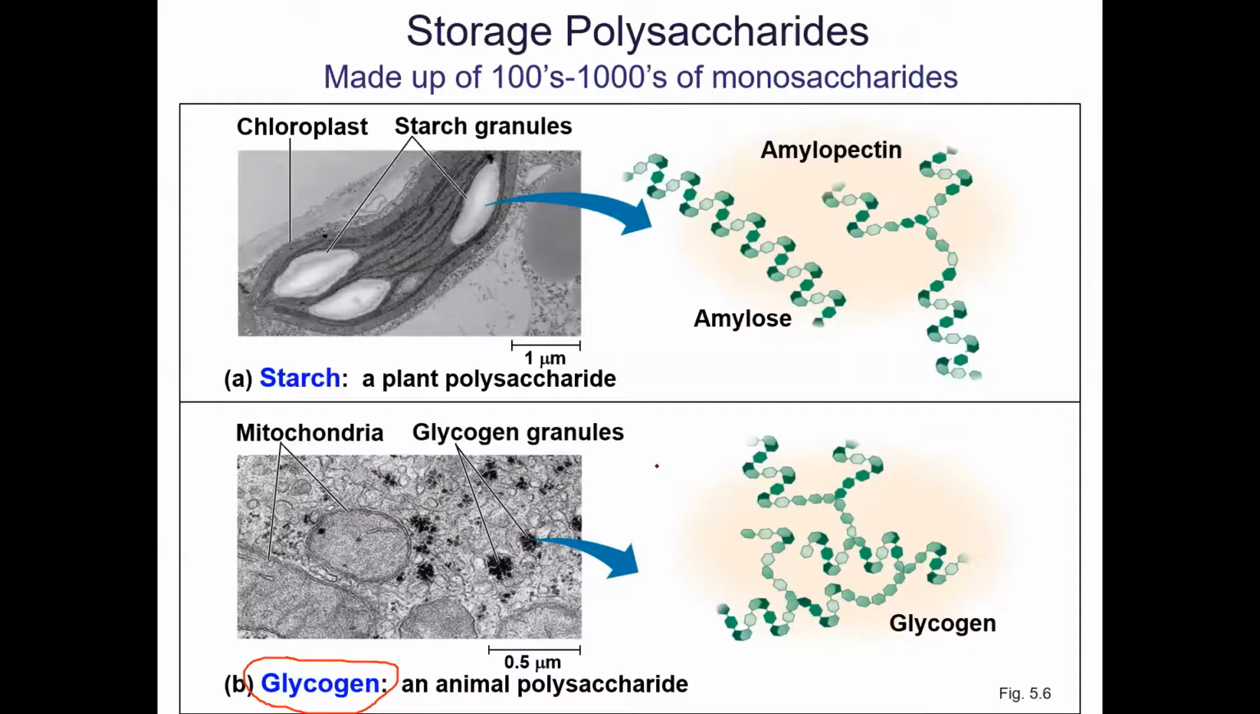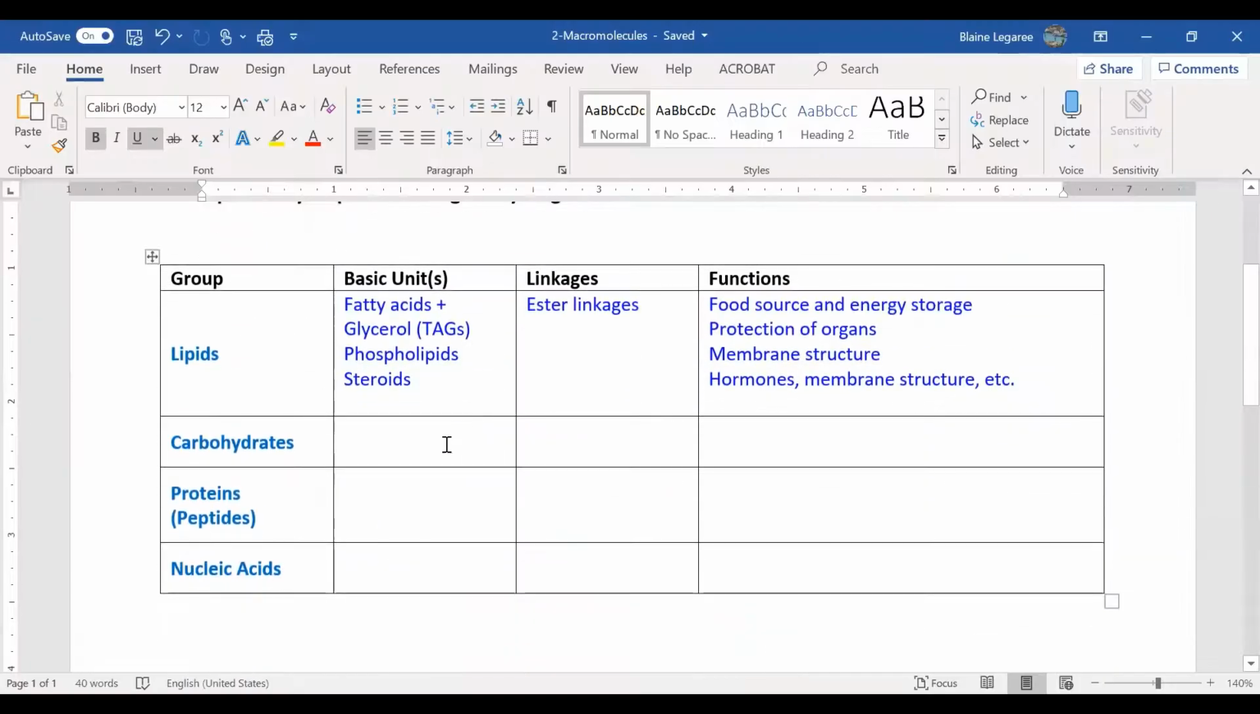That's the big difference between glycogen and starch. It's just a good way to store your carbohydrates. I will come back to this slide in a minute. I'm going to go back to our notes and write some notes here about carbohydrates. Okay, so the basic units of carbohydrates are monosaccharides.